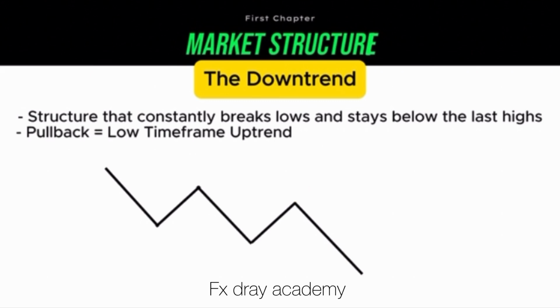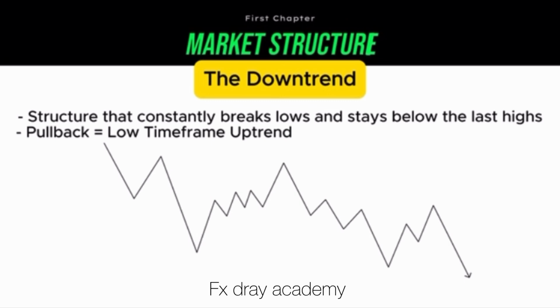On a downtrend in a higher time frame, the pullback on the higher time frame is an uptrend on a lower time frame. Take note, the pullback on a higher time frame is an uptrend on a lower time frame. As you can see here, we had a break of structure, then a pullback. Inside it, we have our internal trend that we can take trades on, and we have another break of structure, and now we have a pullback.